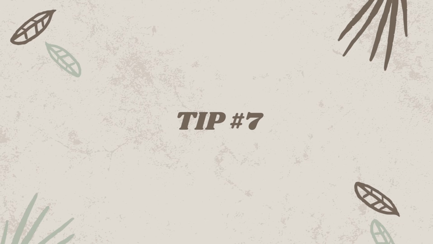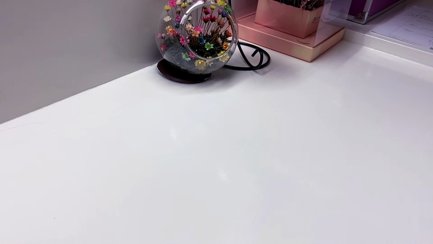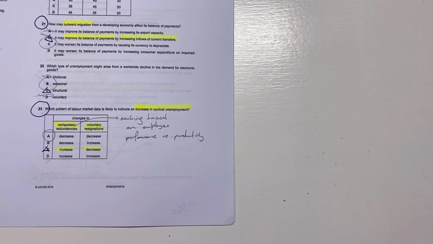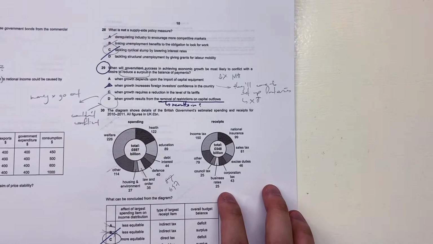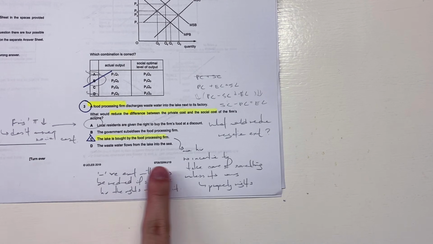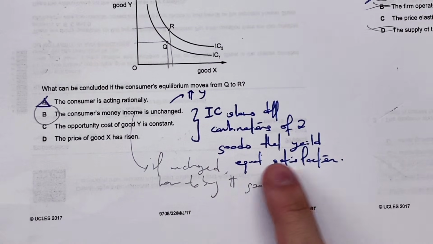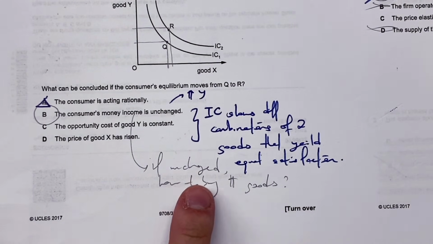Tip number 7, how to prepare for objective questions or MCQ questions. When you're doing past year papers, take note of the questions that you got wrong by highlighting or circling them. For questions that you really don't understand, write out your current understanding of the question in a pencil, then go to your lecturer and ask them to explain it correctly to you. Write down the correct explanation in a different colored pen and do not erase your wrong understanding.